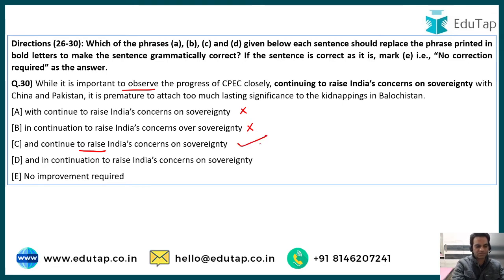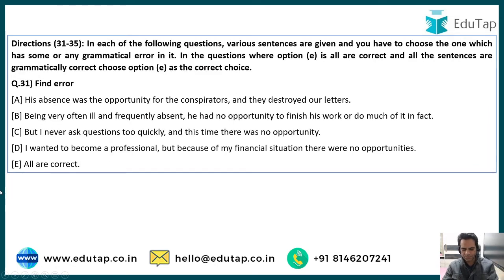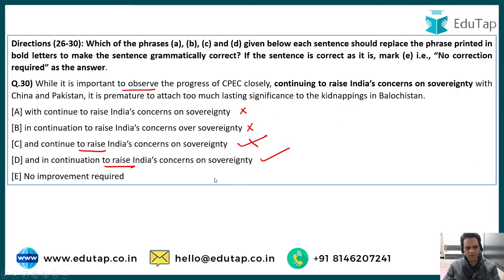So I think the correct option for me should not be C. It should be option number D. And in continuation to raise India's concerns on sovereignty with China and Pakistan, it is premature to attach too much lasting significance. So the correct option for me is option number, I think it should be C and not "in continuation." I think, guys, I think it's not D.